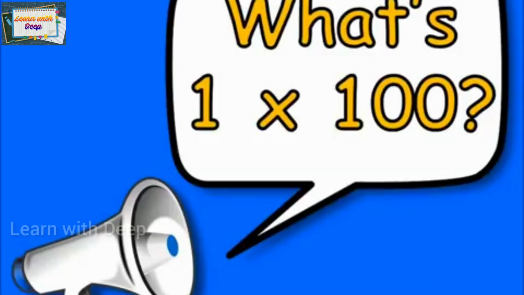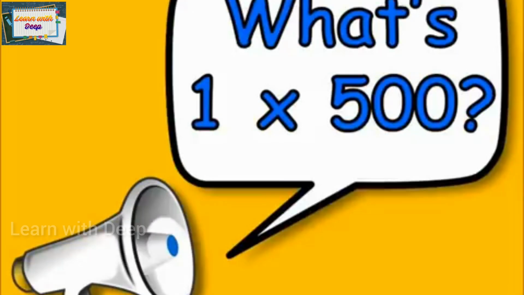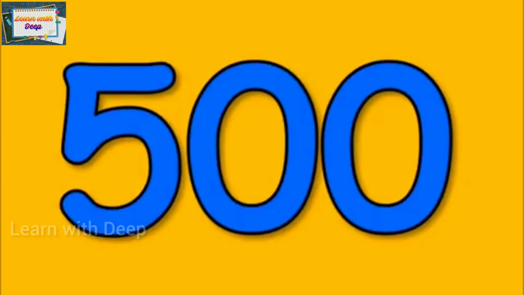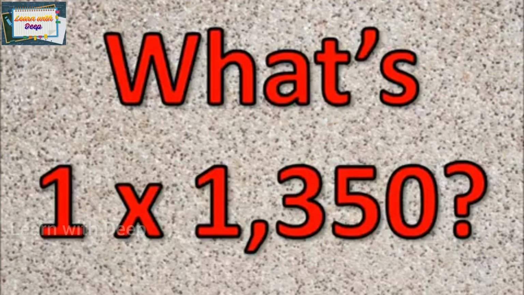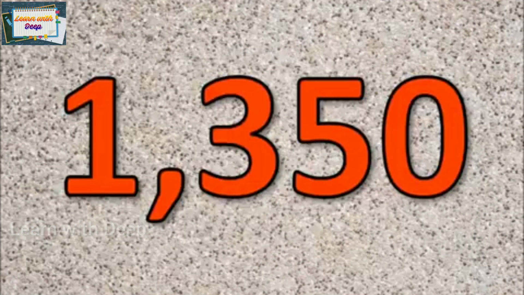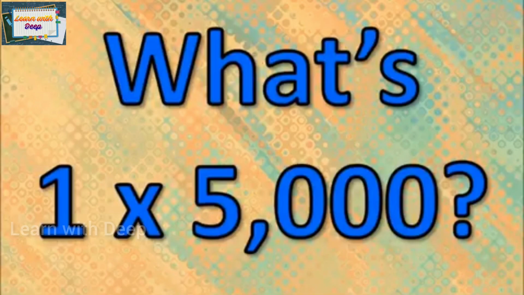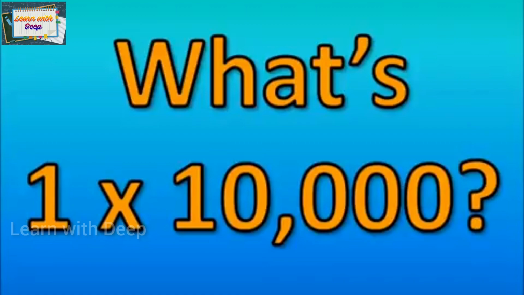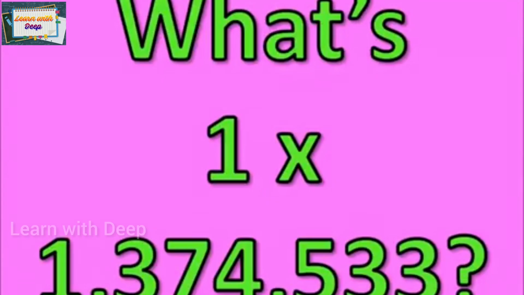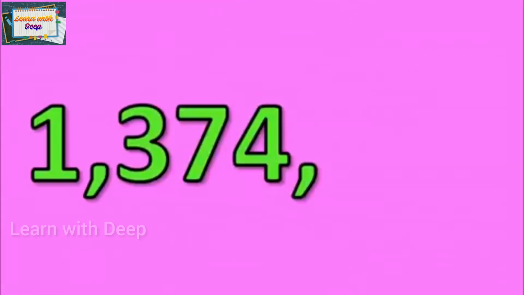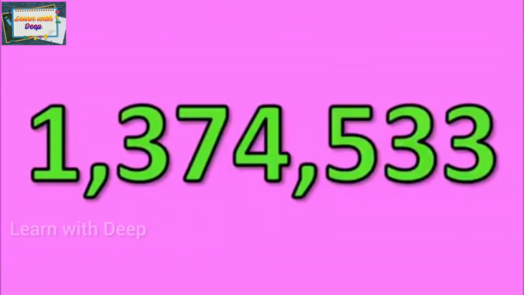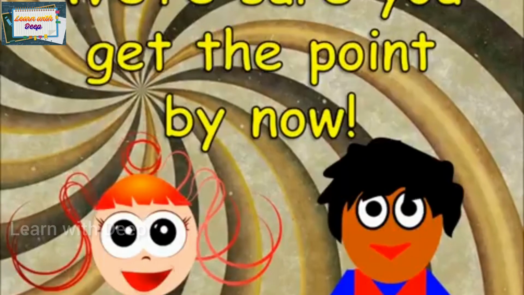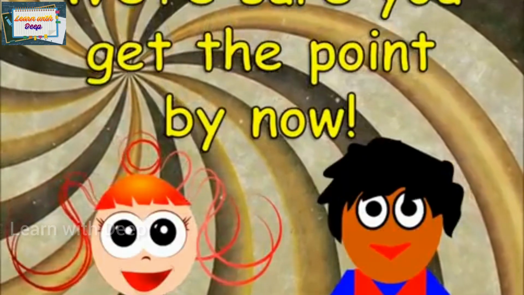What's 1 times 100? 100. What's 1 times 500? 500. What's 1 times 1,350? 1,350. What's 1 times 5,000? 5,000. What's 1 times 10,000? 10,000. What's 1 times 1,374,533? 1,374,533. Be sure you get the point by now.